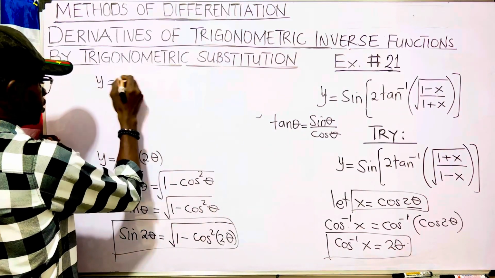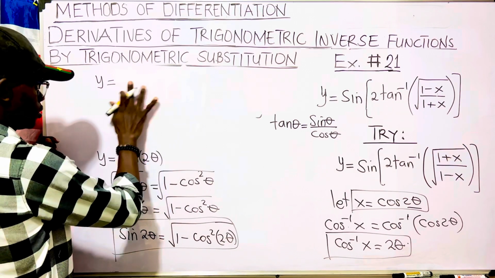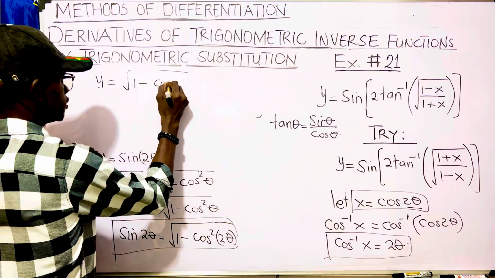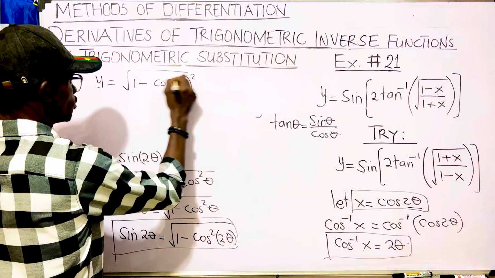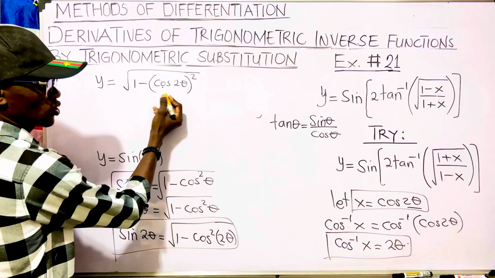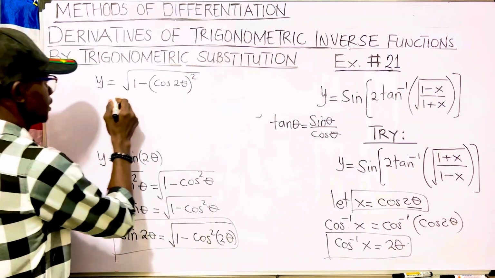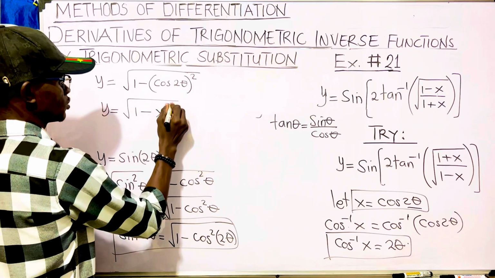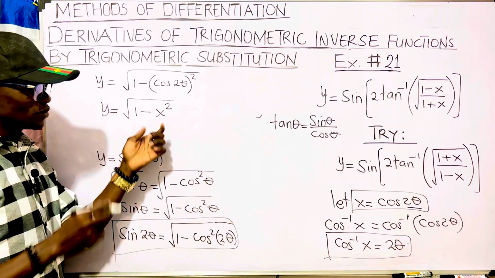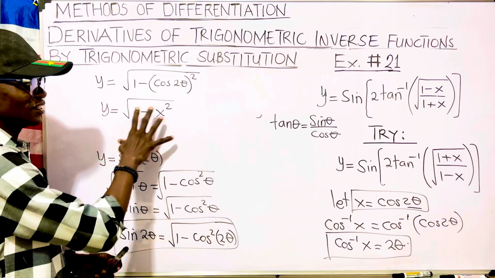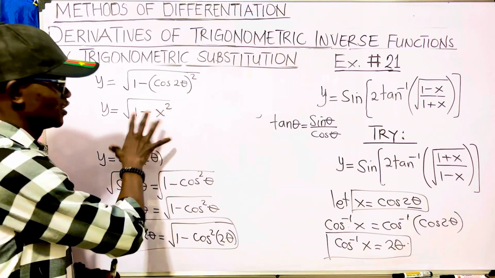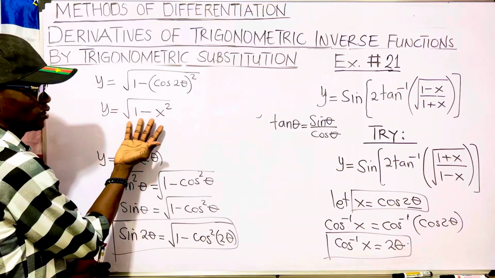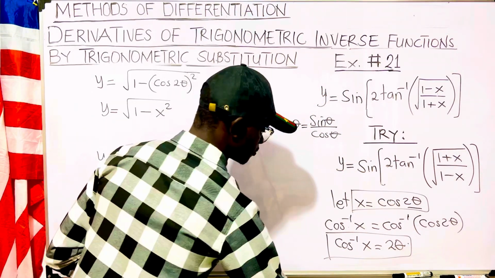So y now equals the square root of 1 minus (cos of 2 theta) all squared. But what is cos of 2 theta? It's just x. So y equals the square root of 1 minus x all squared. So this is what we are about to differentiate. So you see how easy this will be if you just do the substitution instead of dealing with that complicated problem. You now have a simple problem to deal with.